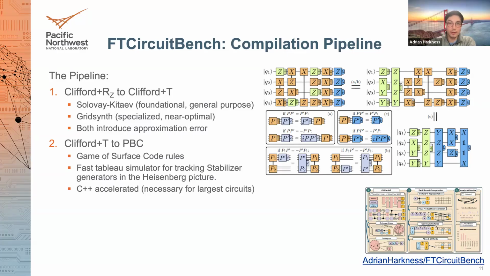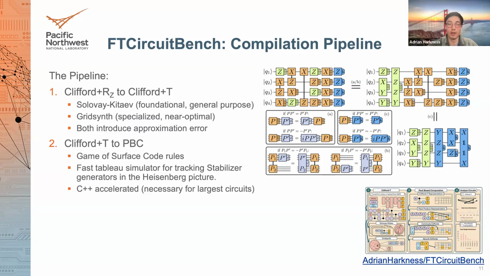The next step, if you want to compile to PBC, is basically a natural continuation of compiling to Clifford+T. And the rules for this algorithm really come from the well-known paper Game of Surface Codes. So in Game of Surface Codes, they describe how, given a Clifford+T circuit, you can represent your gates as general Pauli rotation gates and measurement gates.